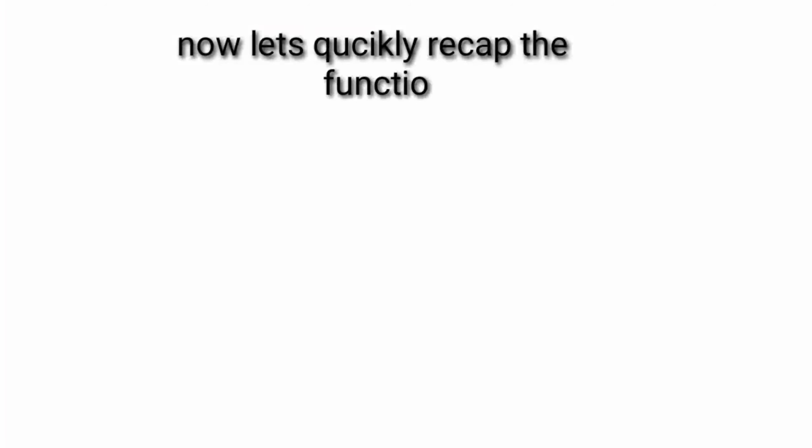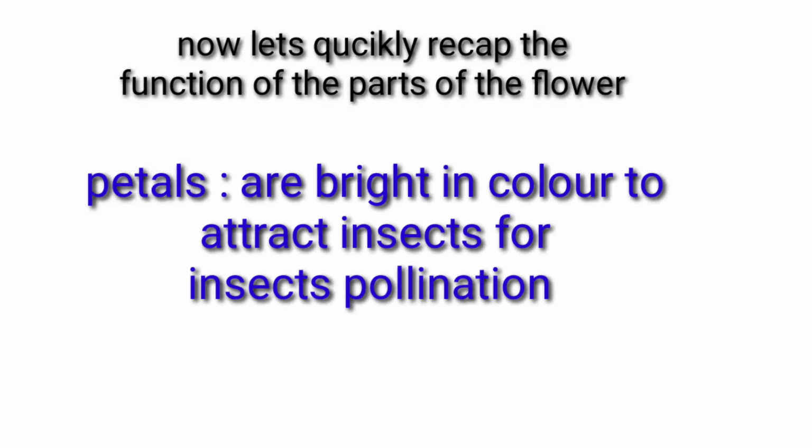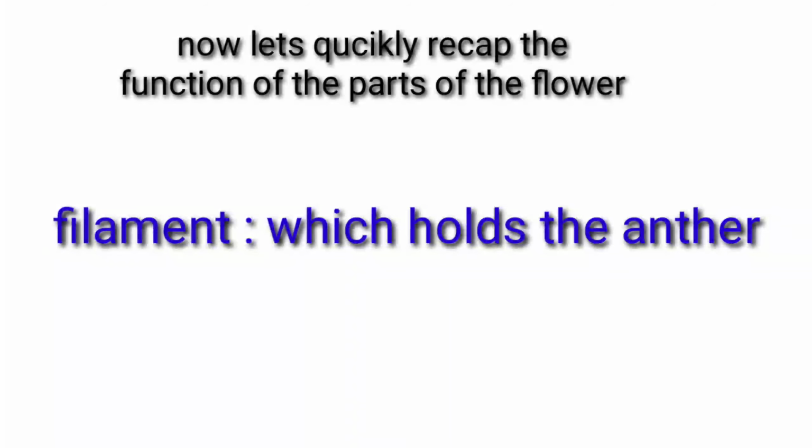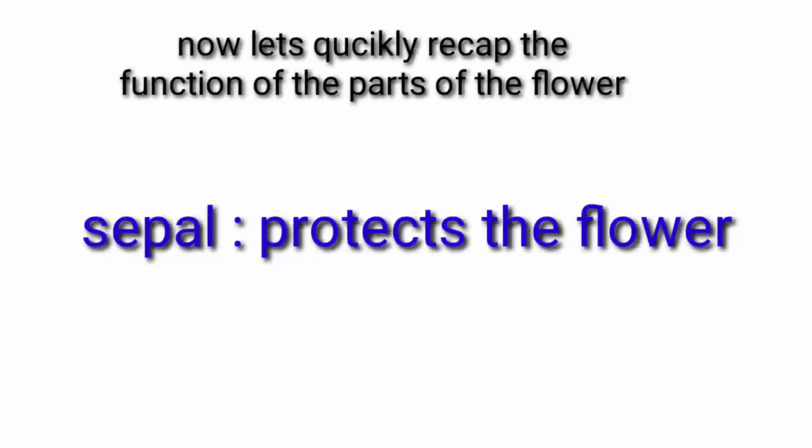Now let's quickly recap the function of the parts of the flower. So first we have got petals. Petals are brightly colored to attract insects for insect pollination. Then we have got anther where pollen is produced. Then we have got filament which holds the anther, and sepal protects the flower, as we all know.